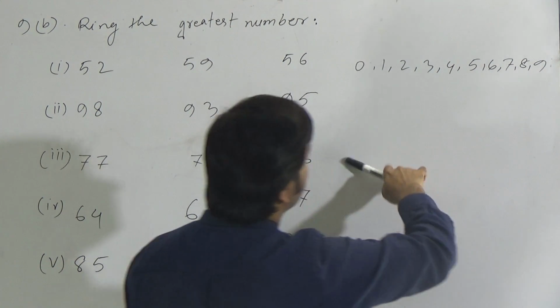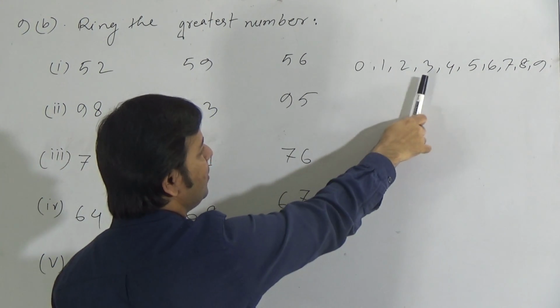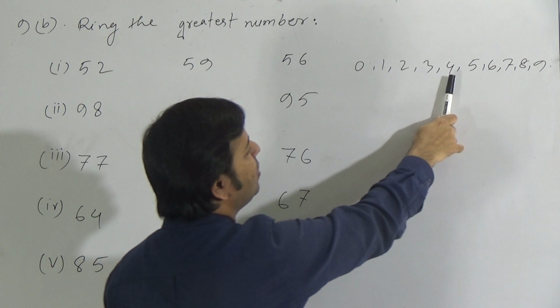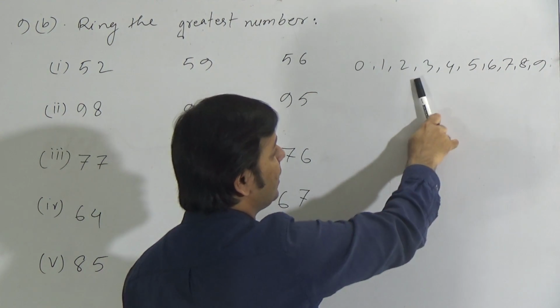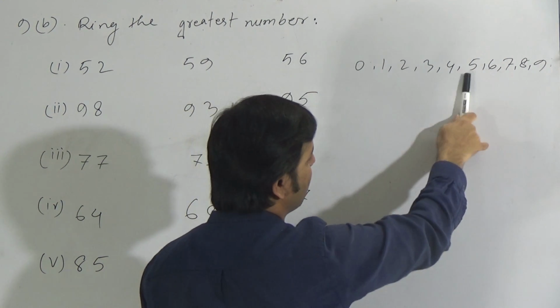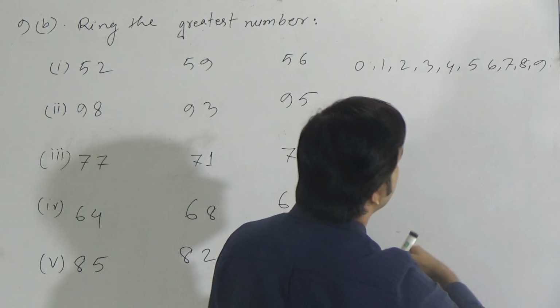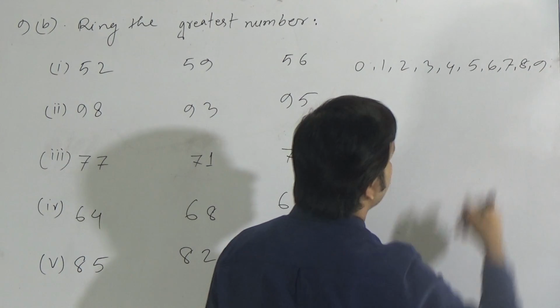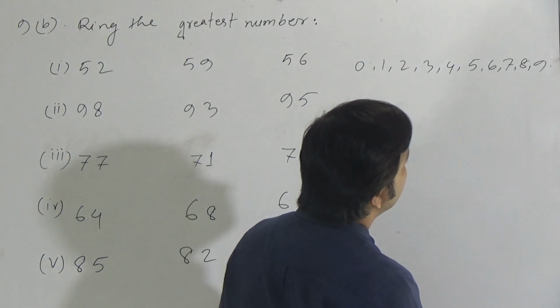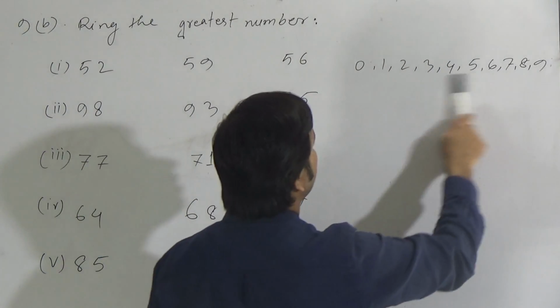It means that 2 is greater than 1, 3 is greater than 2, 4 is greater than 3, 5 is greater than 4, 6 is greater than 5, 7 is greater than 6, and then 8 is greater than 7 and 9 is greater than 8. It means 9 is the greatest.